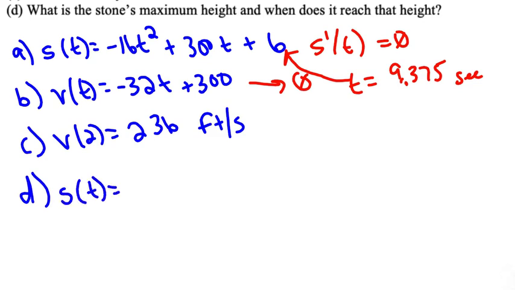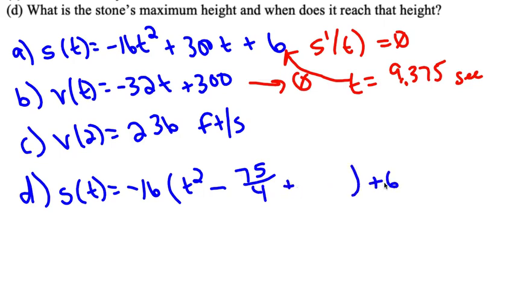When we're doing completing the square, first of all, we need t squared to have a coefficient of 1. So I'm going to divide that out, which 300 divided by -16 is 75 over 4, plus we'll leave a space there, and then leave the 6 out there. Whatever we put here, we'll have to put here, okay? So take your middle term, 75 over 4, divide it by 2, so 75 over 8, and then square it. 75 squared is 5625, and 8 squared is 64.